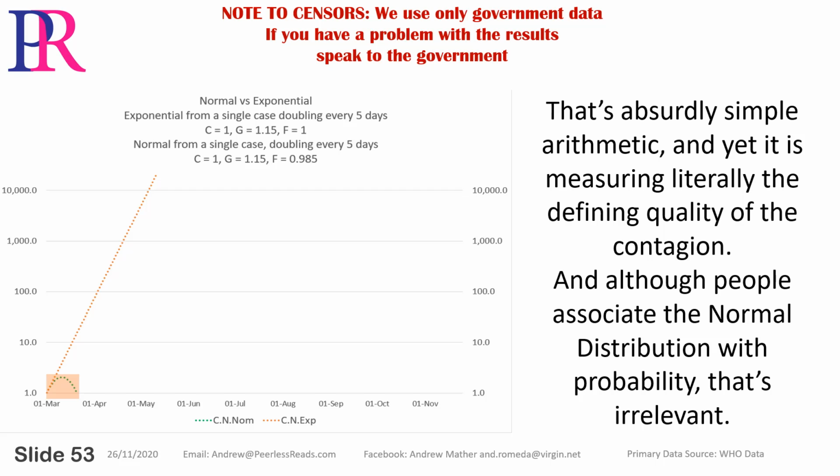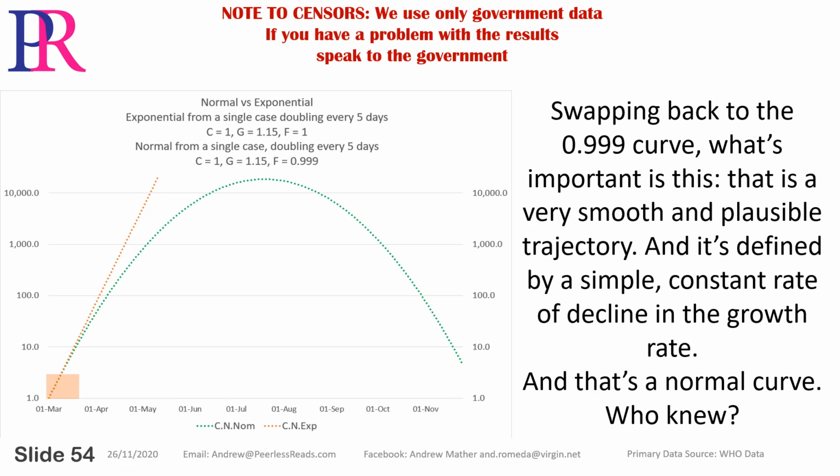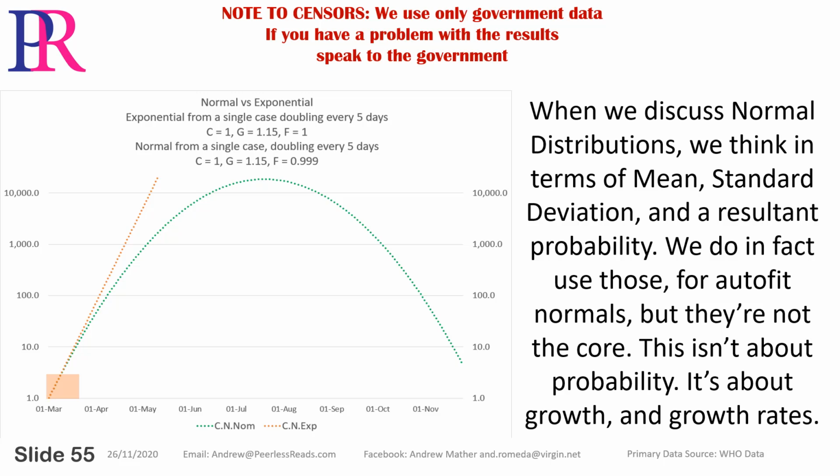And although people associate the normal distribution with probability, that's irrelevant. Swapping back to the 0.999 curve, what's important is this. That is a very smooth and plausible trajectory, and it's defined by a simple, constant rate of decline in the growth rate, and that's a normal curve. Who knew? When we discuss normal distributions, we think in terms of mean, standard deviation, and a resultant probability. We do in fact use those for autofit normals, but they're not the core. This isn't about probability, it's about growth and growth rates.